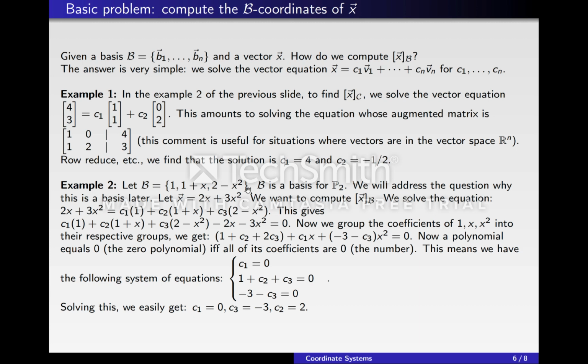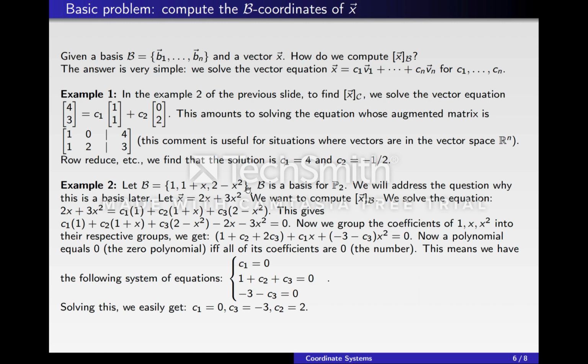All right. So here's a basic problem that is relevant to us, and the basic problem here is how do you compute the B-coordinates of a vector x? Okay. So the setup is we take a basis B. The vectors in B are b1, b2 through bn. And remember, the order is important, so we fix the order of the vectors in B. Now let x be an arbitrary vector. How do we compute [x]_B?